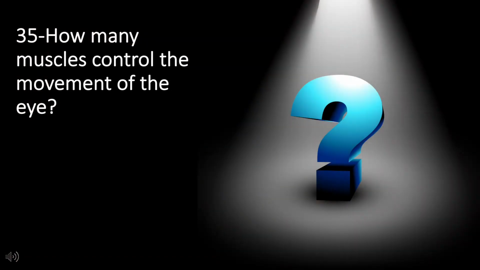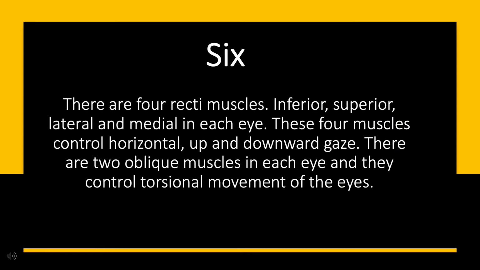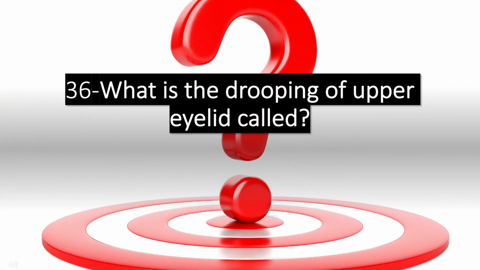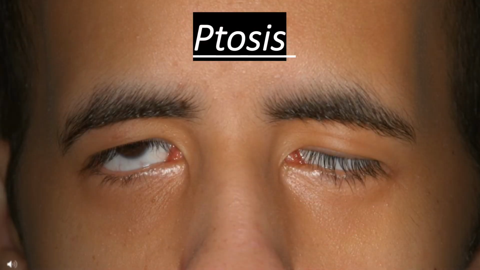35. How many muscles control the movement of the eye? 6. There are 4 recti muscles, inferior, superior, lateral and medial in each eye. These 4 muscles control horizontal, up and downward gaze. There are 2 oblique muscles in each eye and they control torsional movement of the eyes. 36. What is the drooping of the upper eyelid called? Ptosis.